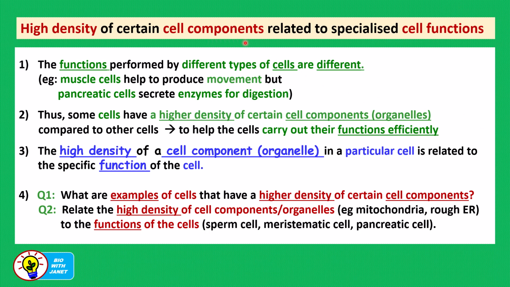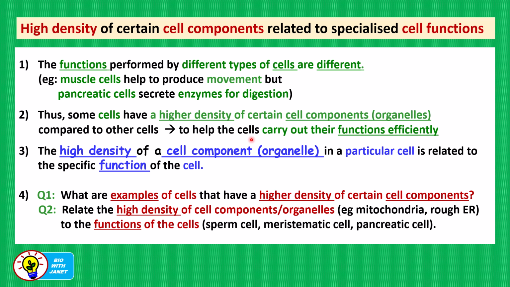So the high density of certain cell components is related to the specialized cell functions. Here the cell components can mean the organelles, especially the organelles, because organelles are components in the cells. Firstly, the functions performed by different types of cells are different. For example, muscle cells in the body help to produce movement through the contraction and relaxation of muscle cells. But pancreatic cells in the pancreas don't help to produce movement. They secrete enzymes for digestion of food. So different cells have different functions in the body.